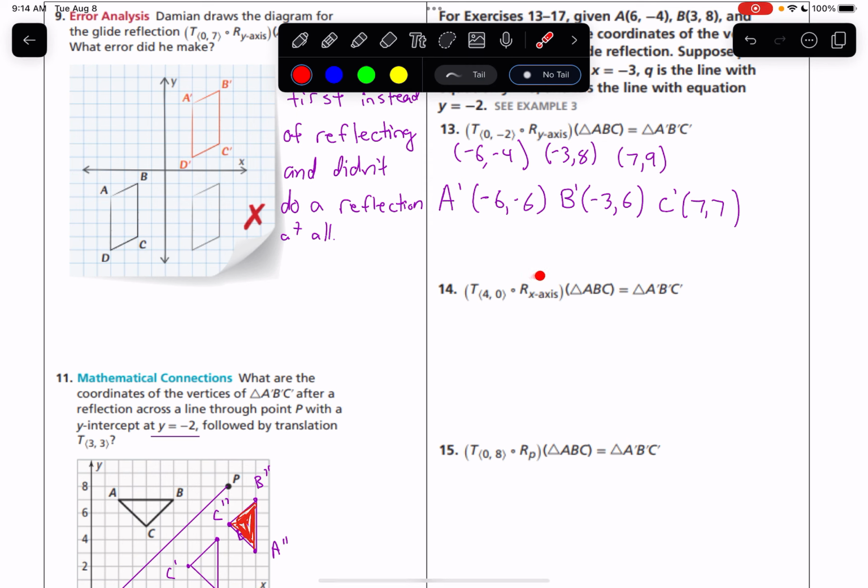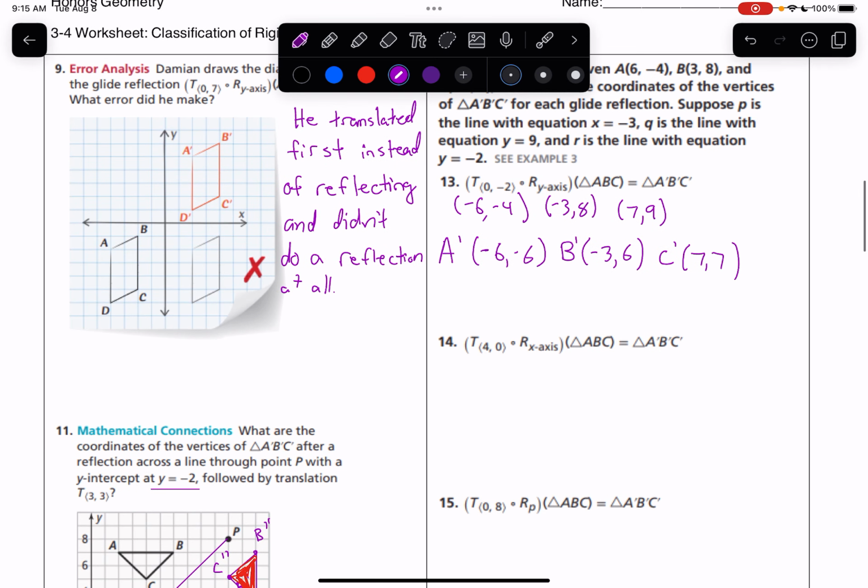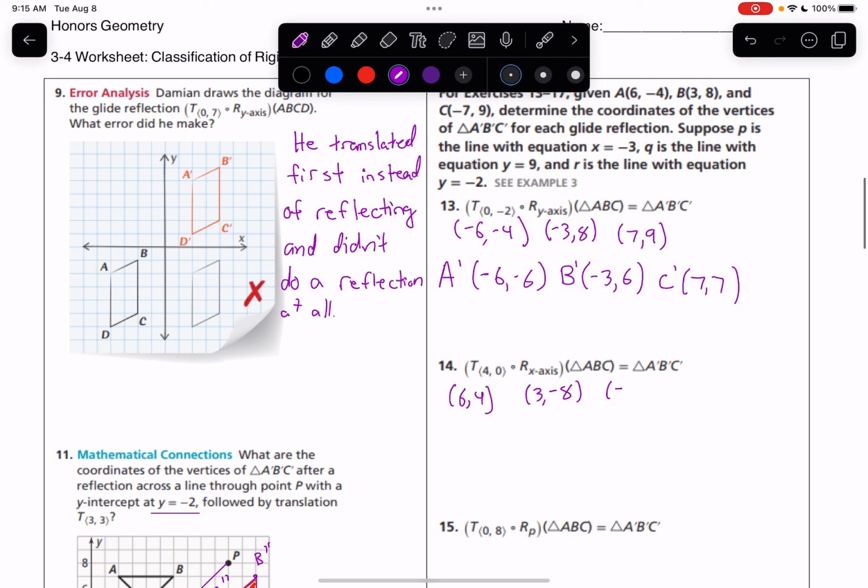All right, next one, number 14, we are taking this triangle and reflecting it across the x-axis this time. That means I'm going to make my y-coordinate the opposite of what it is, and then translating it left 4 and up nothing. I'm going to take my points originally given to me. A was 6, -4, so now A is 6, 4, right? I'm changing my y-coordinate to be the opposite. B would be 3, -8, and C would be -7, -9.